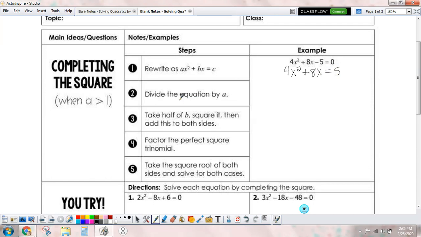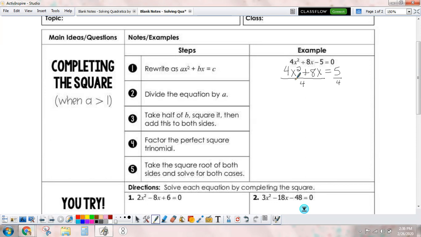And then the new step is to divide the whole equation by a. So we're trying to get rid of our a term so we can easily factor this. So after I've subtracted my c, the new step is to divide by a. Okay, so I'm going to divide both sides by a. So then I can go ahead and simplify.